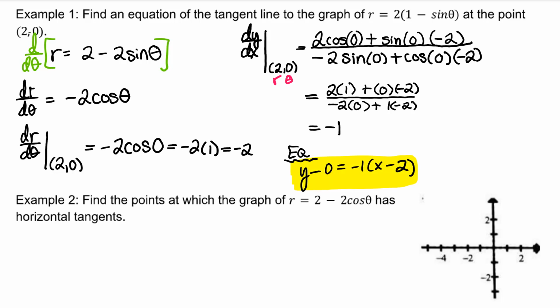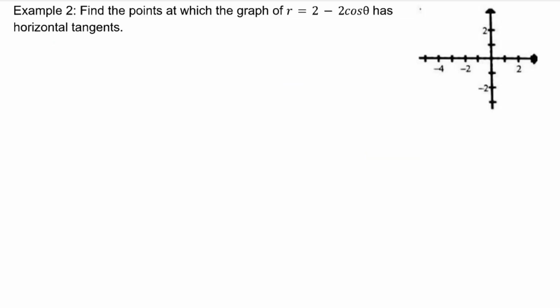For example 2, we're going to find the points at which the graph of r equals 2 minus 2 cosine theta has horizontal tangents. 2 minus 2 cosine theta is a limaçon. Let's go ahead and graph this limaçon to have a visual before we evaluate the horizontal tangents. To do that, I'm going to graph this on a rectangular plane and then transfer those points onto the polar.